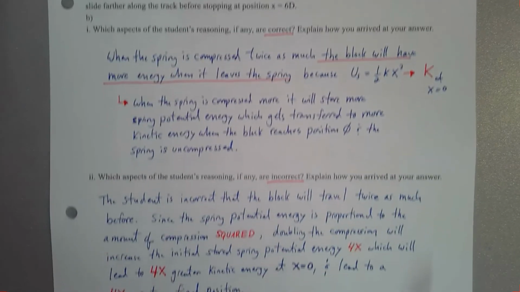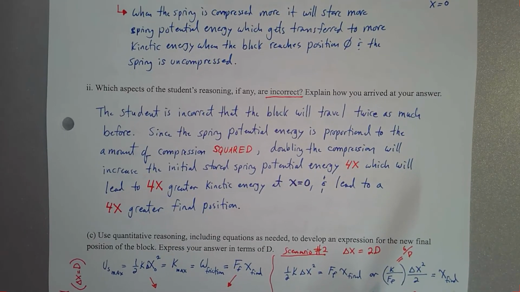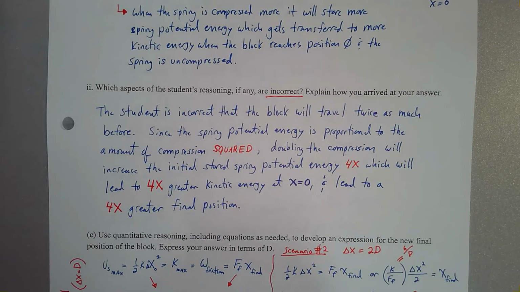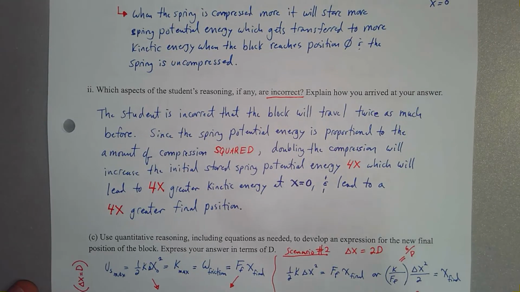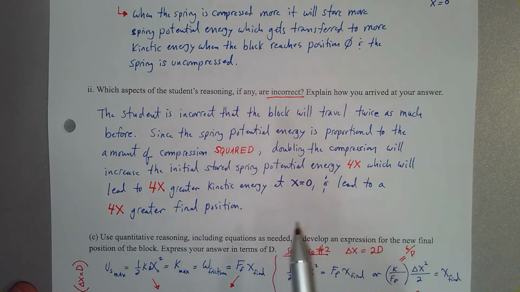The second part asks, which aspect of the student's reasoning, if any, are incorrect? And again, explain how you arrived at your answer. So remember, the student predicted that the spring, when compressed twice as much, will essentially lead to that block reaching a twice as far final position. So instead of stopping at 3D, it's going to stop at 6D. Well, that turns out that is incorrect.